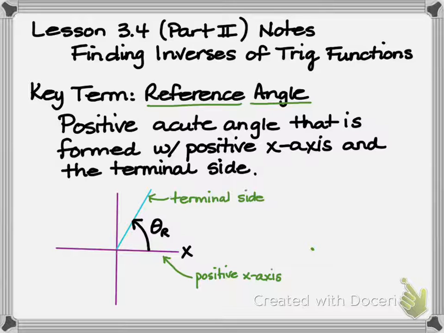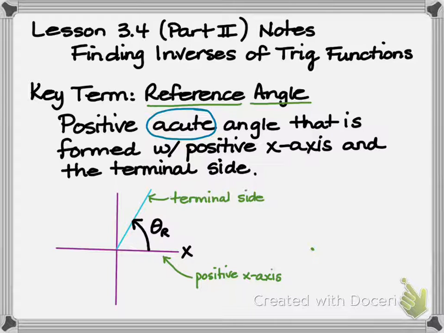So a reference angle is always going to be a positive acute angle. And if you have forgotten what the word acute means, acute is an angle that's less than 90 degrees. So it has to be positive, it has to be less than 90 degrees. And notice in the picture below that a reference angle will always be formed with the positive x-axis and the terminal side of the angle. Terminal means the ending side, where your angle stops opening.